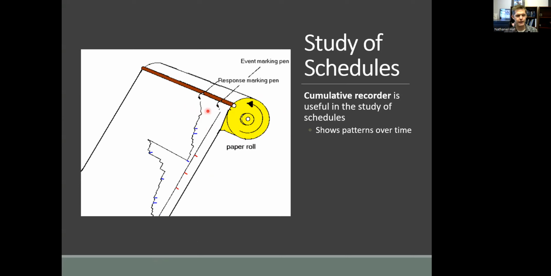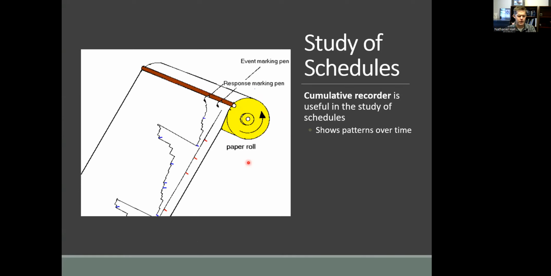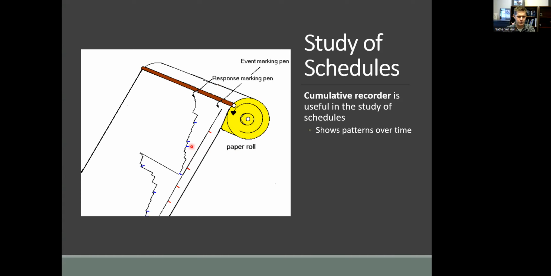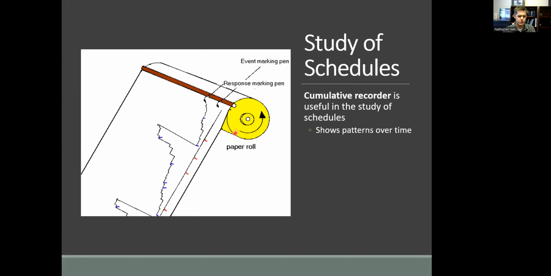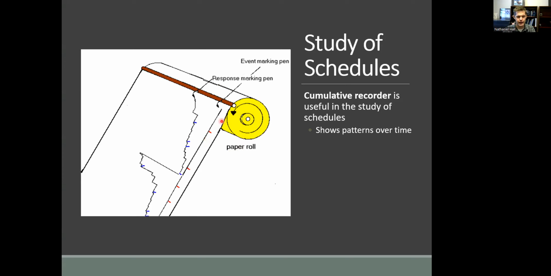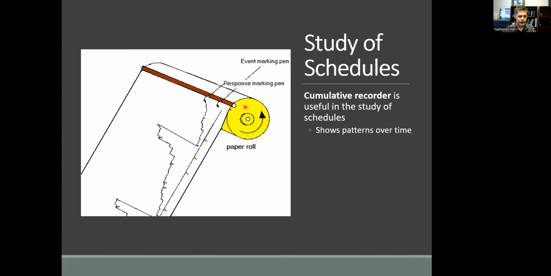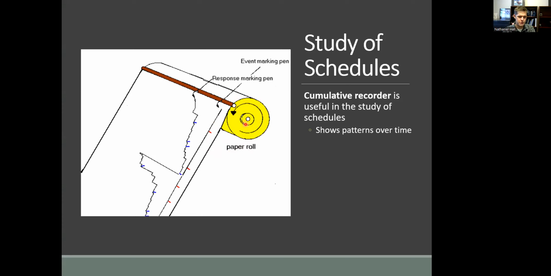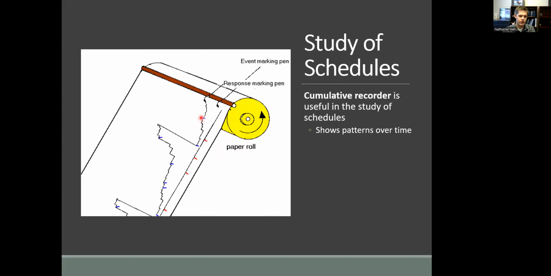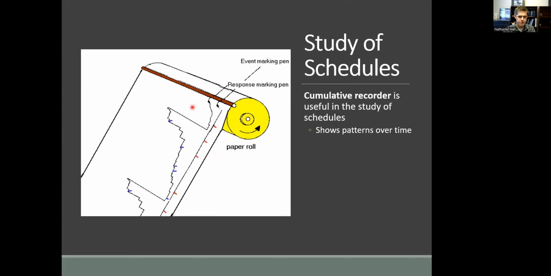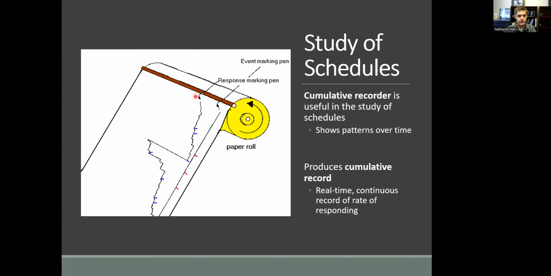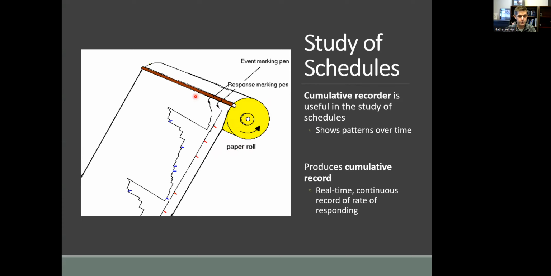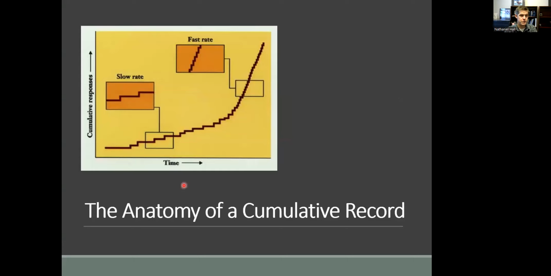It's kind of like a seismograph or maybe an EKG, where you have this continuous record in time, where the paper is scrolling at a specific rate. Every time a response occurs, it ticks up on the paper. These are nice because they provide real-time and continuous recording of behavior, but they also make it very easy to see patterns of behavior.